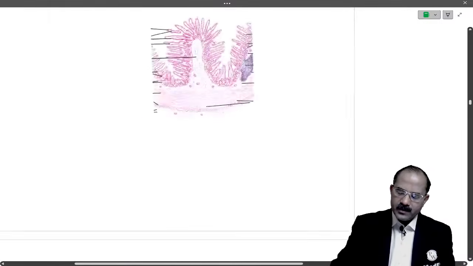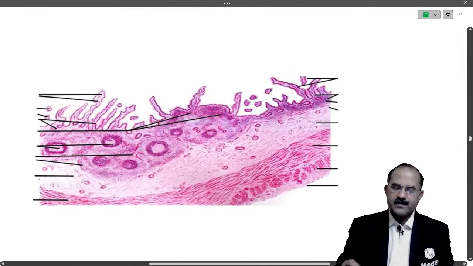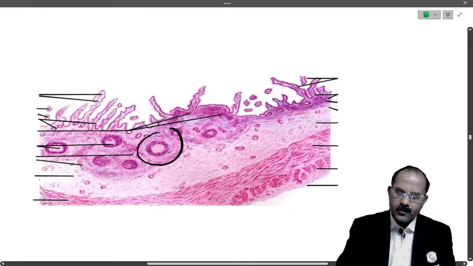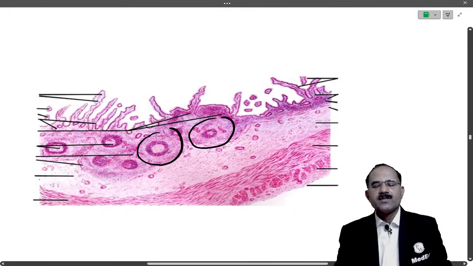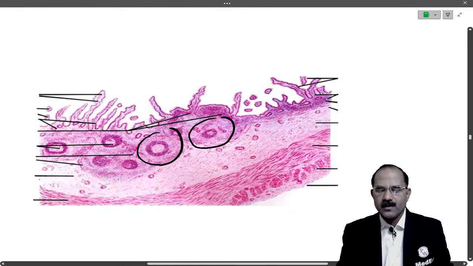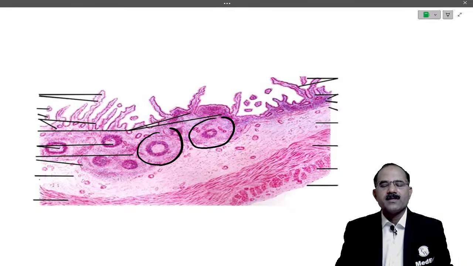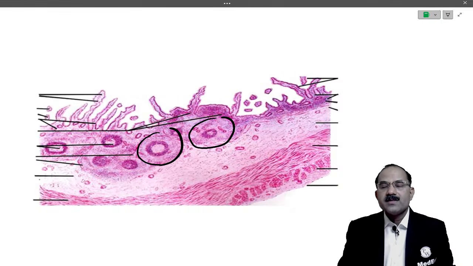Now, if I find this, look at this. Leaf-like, we call this leaf-like. And what are these? These are lymphoid follicles. These are Peyer's patches. But goblet cells are present. Goblet cells are present in small intestines. That's fine. This is ileum.